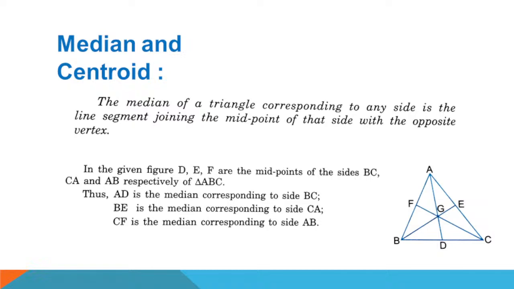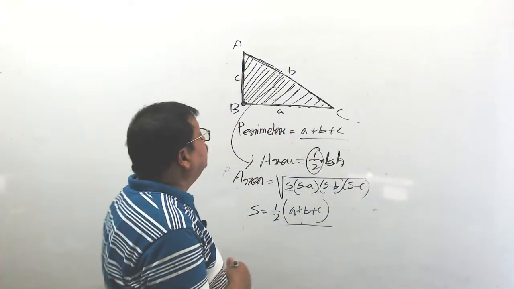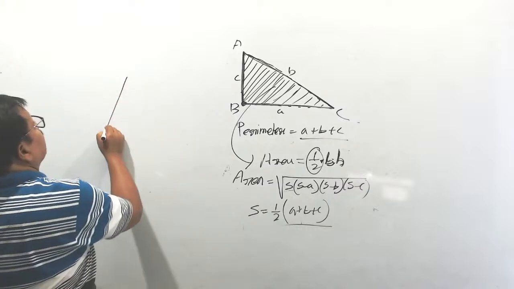Yes, sir. If both the height and base are missing, yes, no problem. Then of course you will know, Sri Kumar. If height and base, if you do not know the height and base, say scalene triangle.